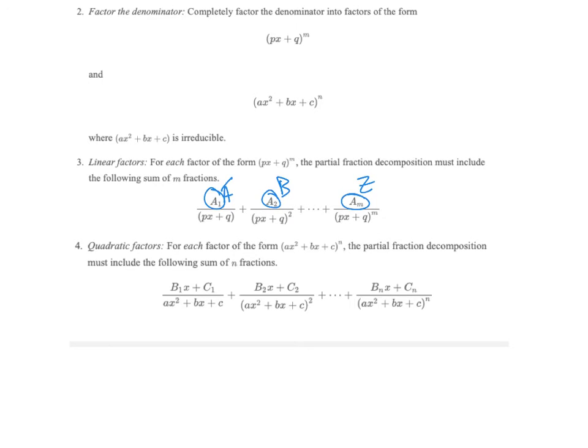If I have repeated factors, and you'll see tons of examples of these, but if I have 3x plus 2 to the third, I need a fraction for each of those powers. So that's why this one says px plus q to the first, px plus q to the second, all the way up to whatever the exponent of that factor is. If my denominators are quadratic, which means they have an x squared, then my numerator has to be linear. So again, lots of different steps.